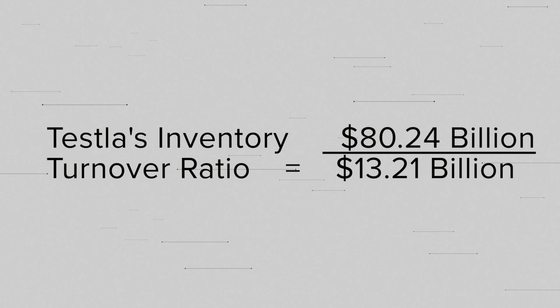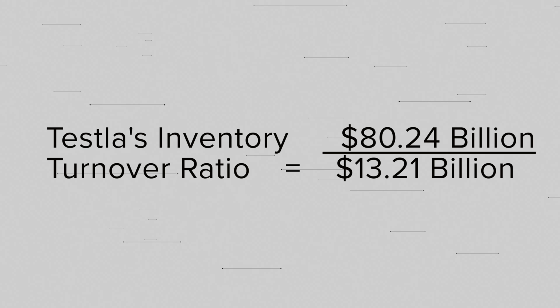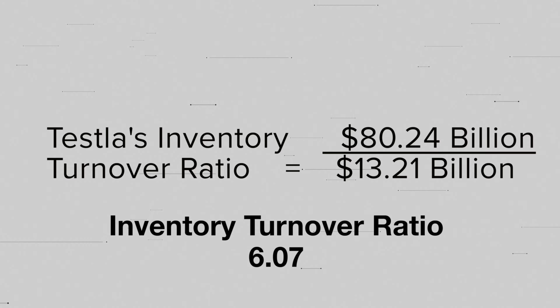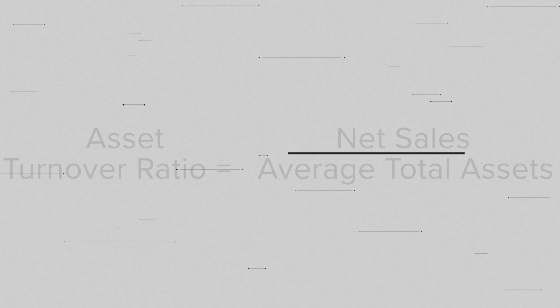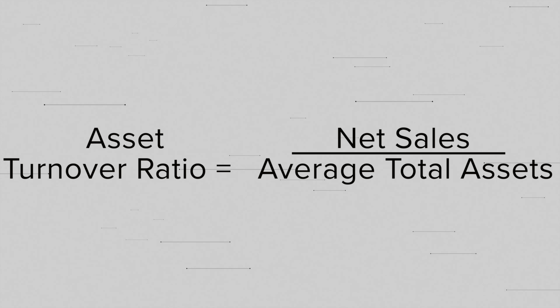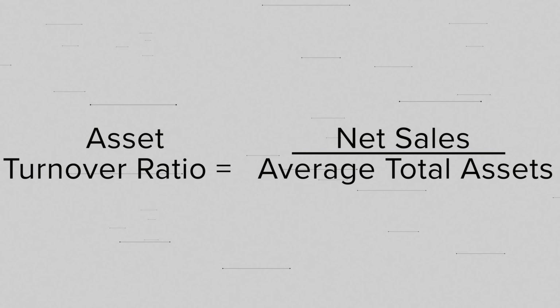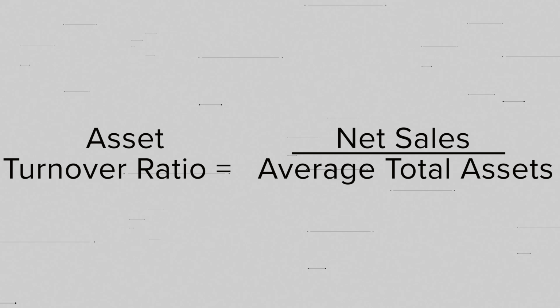Tesla's cost of goods sold in 2024 was $80.24 billion, and their average inventory was $13.21 billion, giving them an inventory turnover ratio of 6.07. Next up, we'll look at asset turnover. That formula is going to be net sales divided by average total assets. This measures how efficiently your company uses assets to generate revenue.